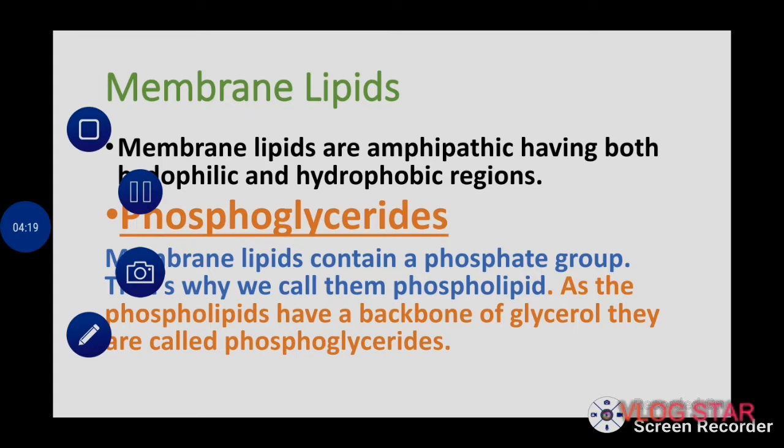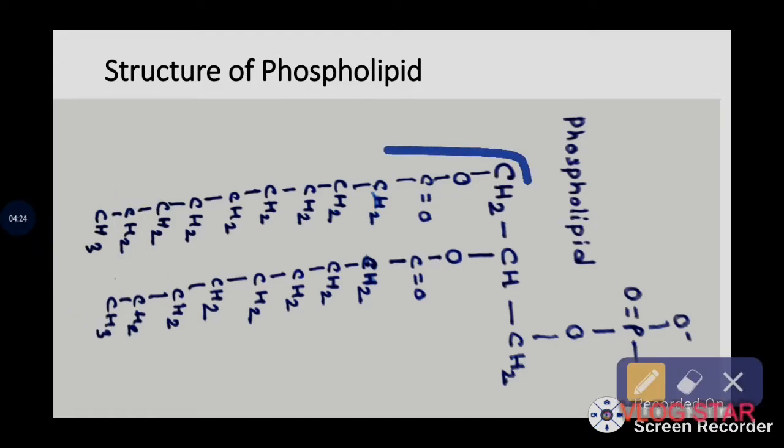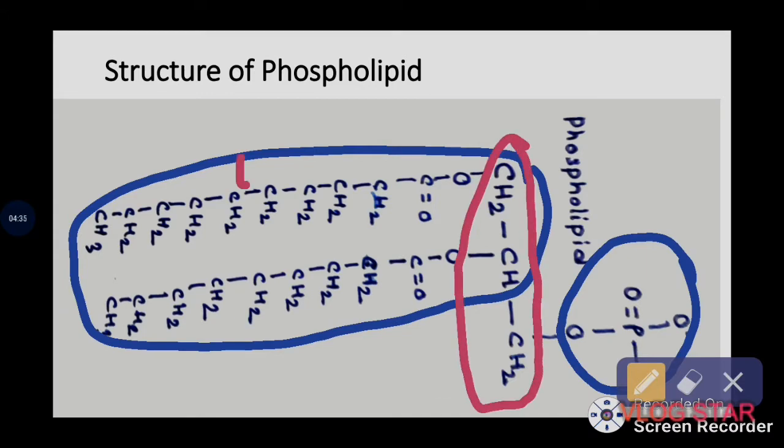First of all, let us take a membrane lipid. So this is a membrane lipid. We call it a phospholipid because the phosphate group is attached to the lipid moiety, and this is the glycerol backbone to which two fatty acids are linked. So this is actually the structure of a phospholipid. Phospholipid means a phosphate group is present in it, and as it has a backbone of glycerol, we call it phosphoglycerides.